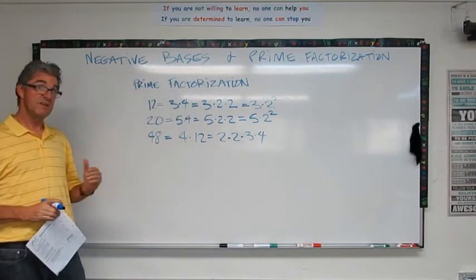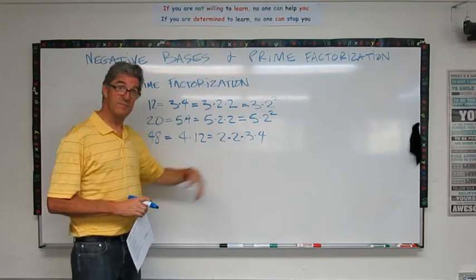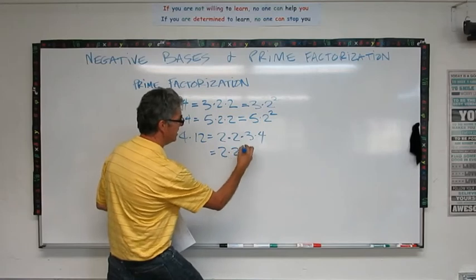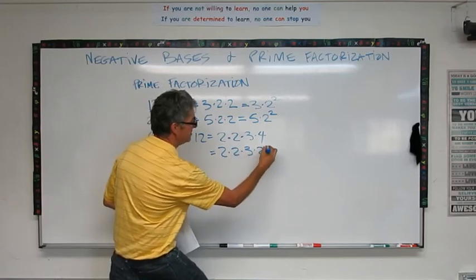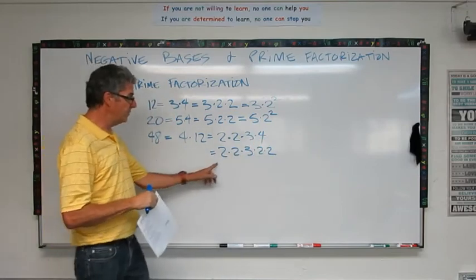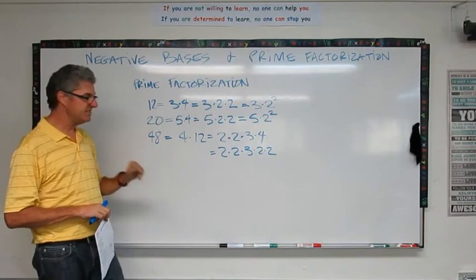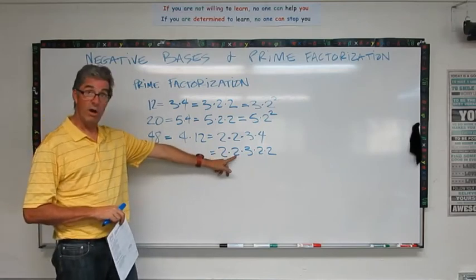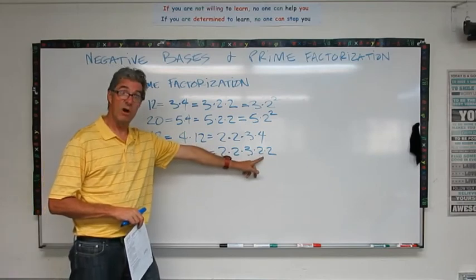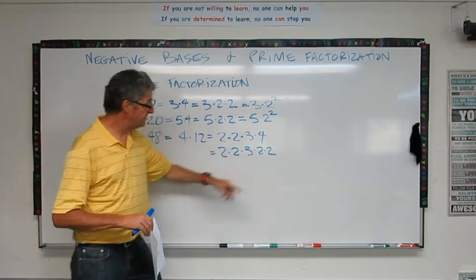Am I there yet? Not quite. I still have a number that's not prime. So let's fix that. 2 times 2 times 3 times 2 times 2. So that 2 times 2 takes care of that 4. If you were to put this into your calculator, you would end up with 48. Okay, let's test that. 2 times 2 is 4, times 3 is 12, times 2 more is 24, times 2 more is 48. So this is correct, that's 48.